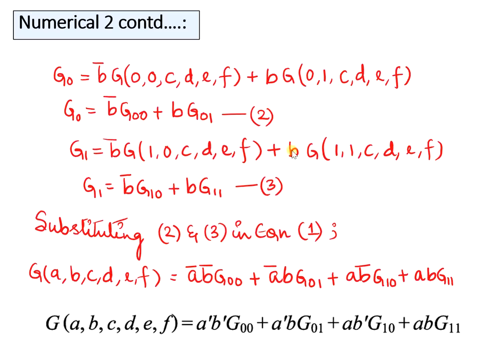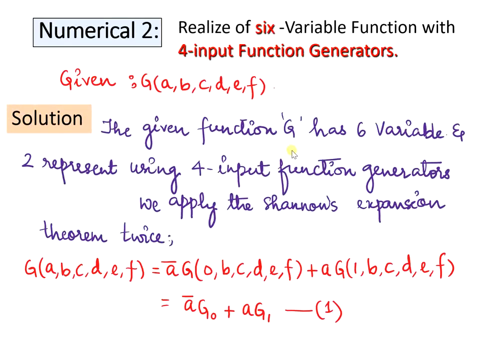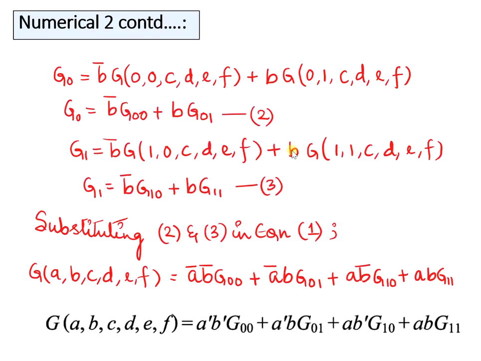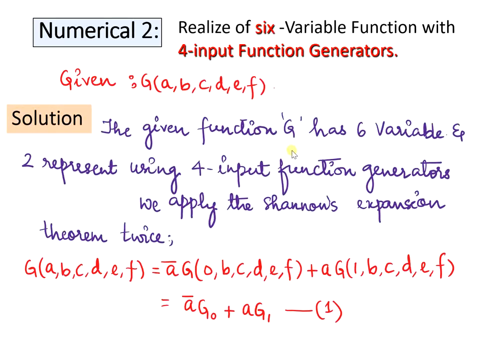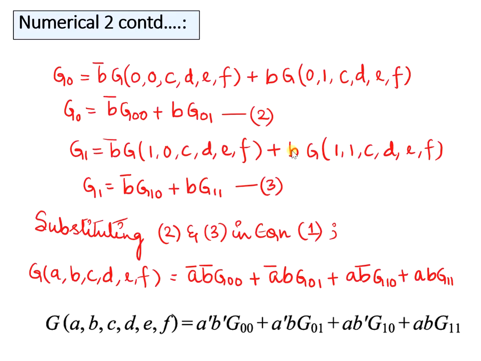On substituting equations 2 and 3 in equation 1 that we have obtained, because equation 2 is G0 and equation 3 is G1, we have to substitute that in the expression for G. Doing that we get A bar B bar G00 plus A bar B G01 plus A B bar G10 plus A B G11.